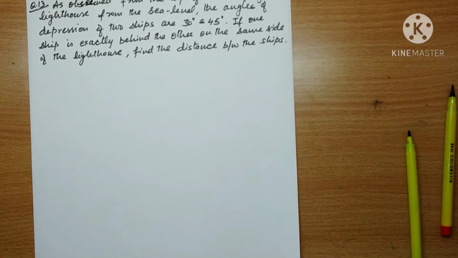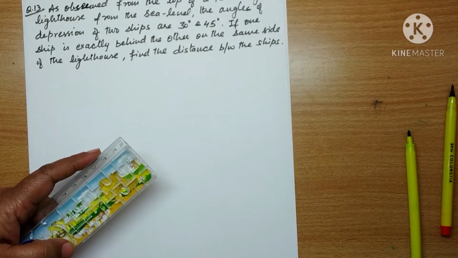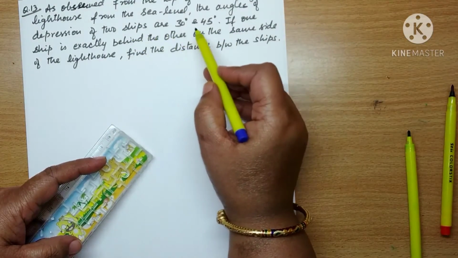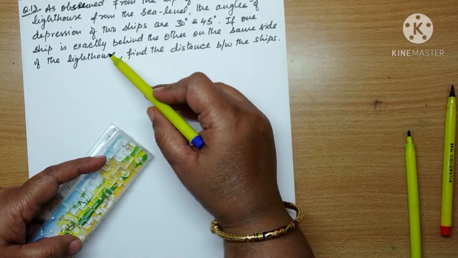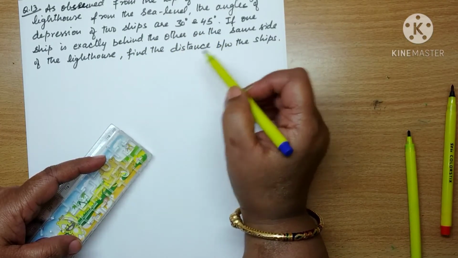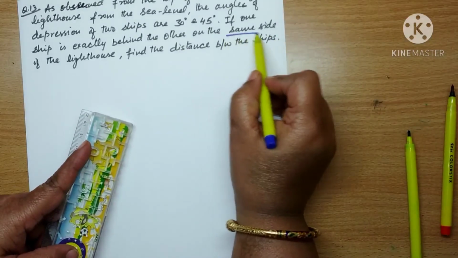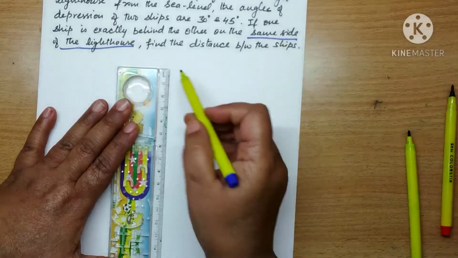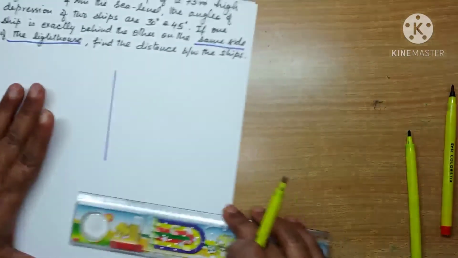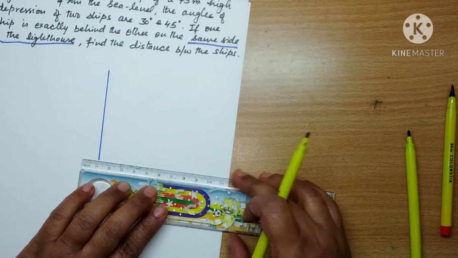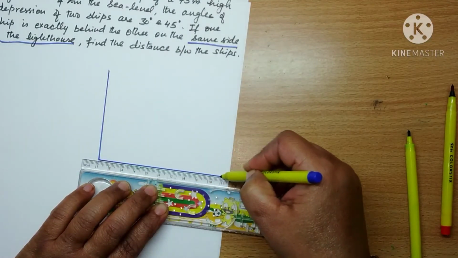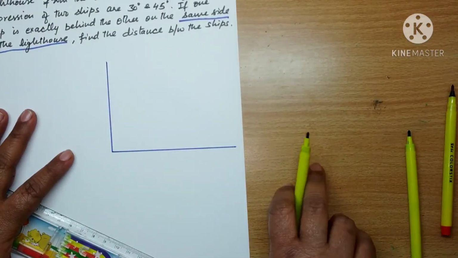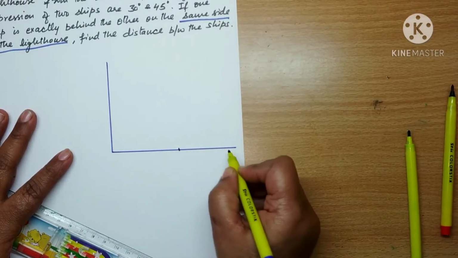Next, as observed from the top of a 75-meter high lighthouse from the sea level, the angle of depression of two ships are 30 and 45. If one ship is exactly behind the other on the same side of the lighthouse, very important, on the same side of the lighthouse. So first let's make a lighthouse. So this is my lighthouse. Lighthouses, we all know, are built in the seas in order to give direction to the ships. So angle of depression of two ships. Let's say this is ship 1 and this is ship 2.